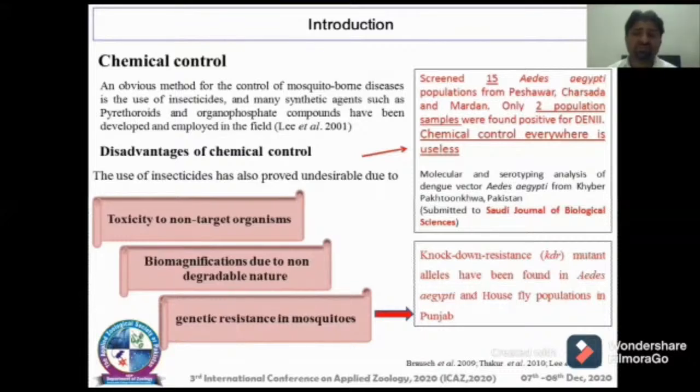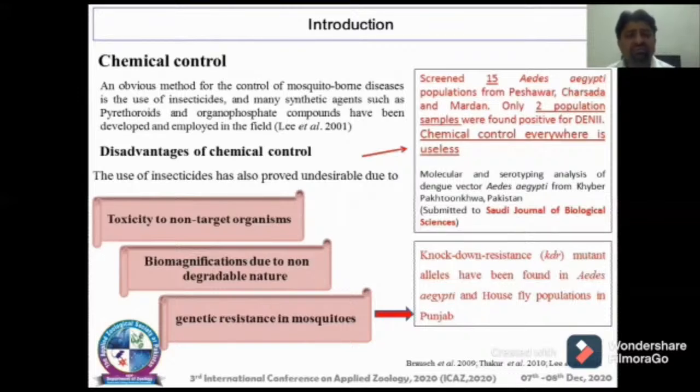One of my MPhil students did this work. We got 15 Aedes aegypti population samples, and out of these we found only two positives for DEN2, even out of the four serotypes. It means if we are using chemicals or insecticides everywhere, this is not a good choice. There are many disadvantages of chemical control.